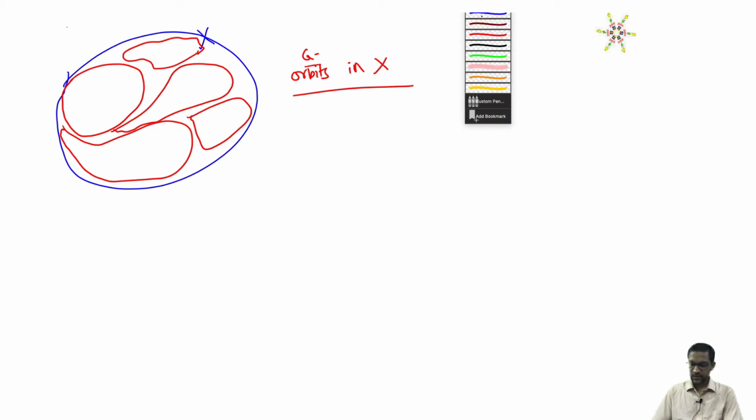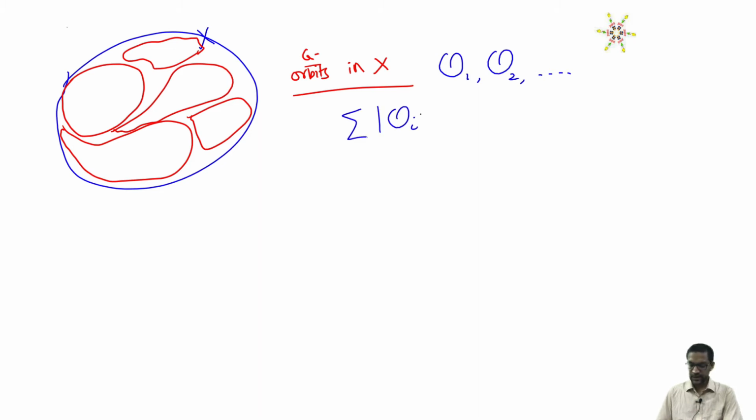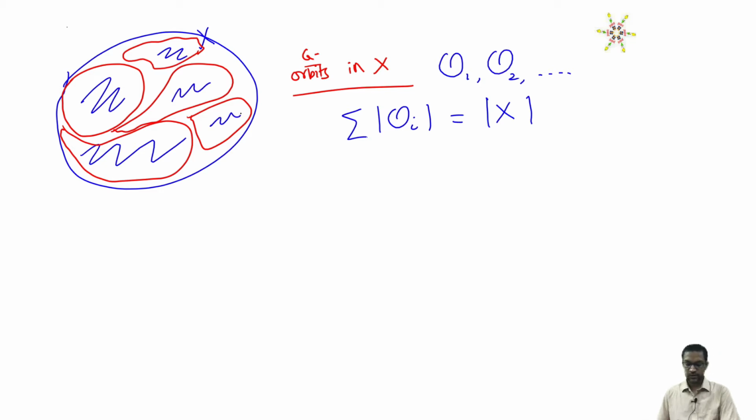Now observe that the sum of all these orbits, let's give these orbits names, maybe O1, O2, dot dot dot, there are finitely many of them. Observe that the sum of the orbit cardinalities is of course the cardinality of the whole set X. So this cardinality plus this plus this and so on is just going to give you the full cardinality. Now since the whole cardinality is not divisible by p, there exists an orbit O_i whose cardinality is not divisible by p.